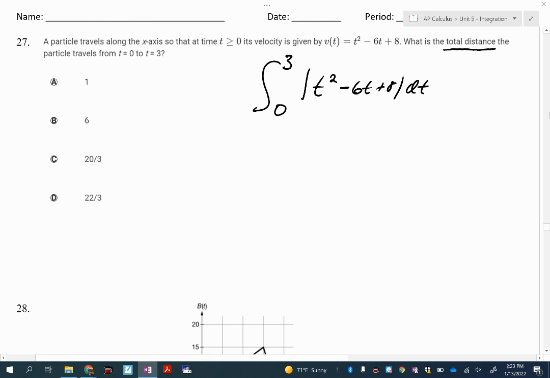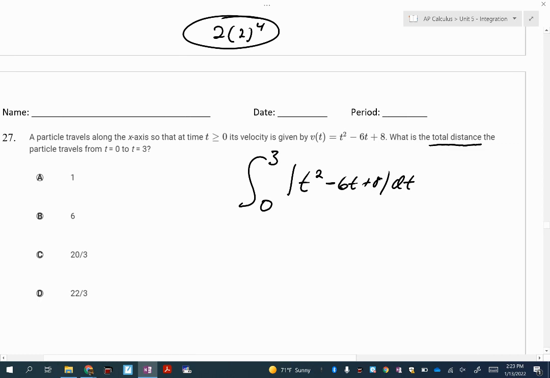Now, I think it was Natalie that asked, how can you know this without the graph? Let's plug in 0 to t squared minus 6t plus 8, you get 8. And if you plug in 3, that's 9 minus 18, negative 9 plus 8 is negative 1. So you'll notice we have a positive y value to a negative. So somewhere in between here, we are crossing the x-axis.